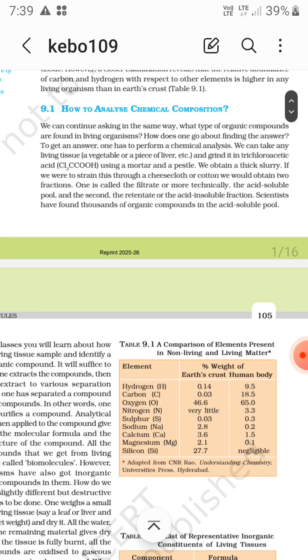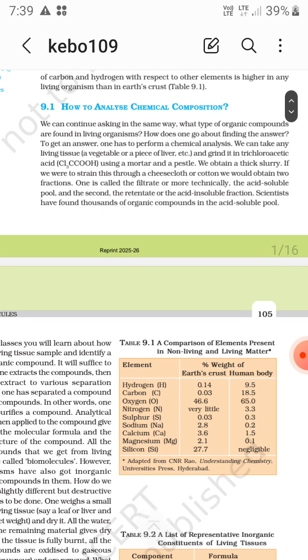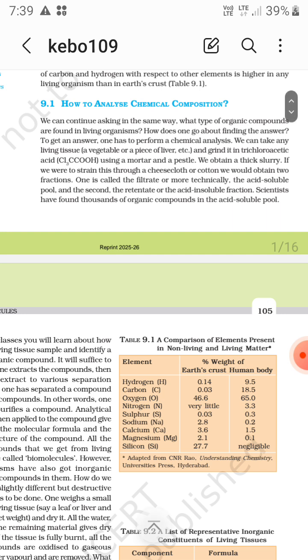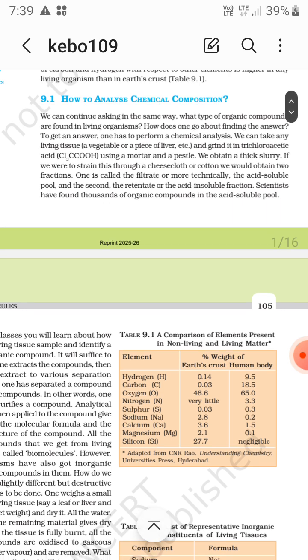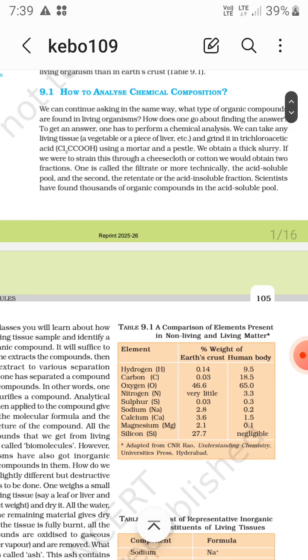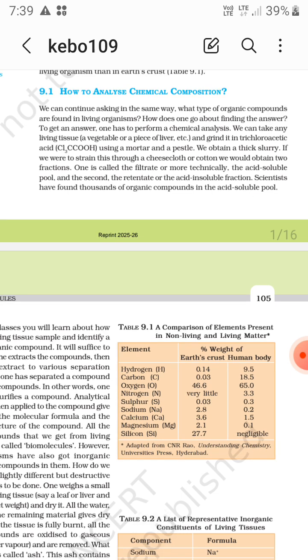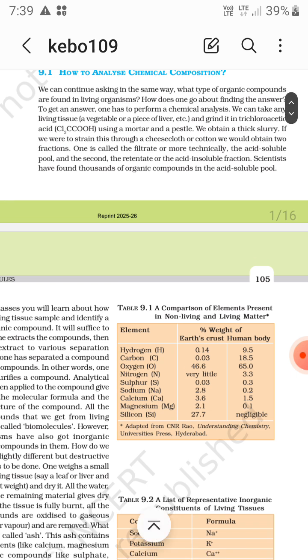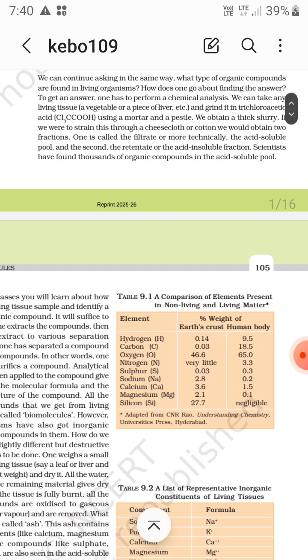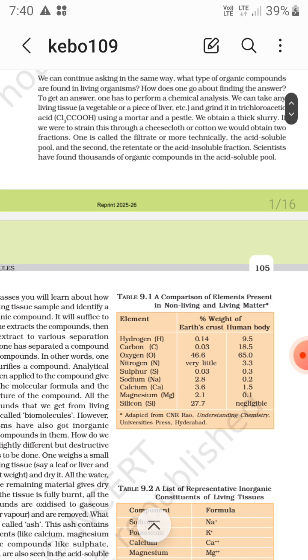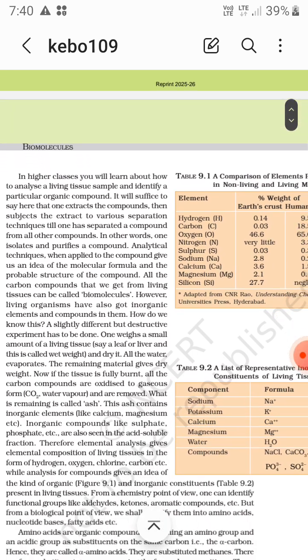The tissue is ground with trichloroacetic acid using a mortar and pestle. There is the formation of a slurry. Then when we filter it, one part is called the filtrate, or more technically the acid soluble pool, that is dissolved, and the second is the retentate, or the acid insoluble fraction. The scientists have found thousands of organic compounds in the acid soluble pool, right?